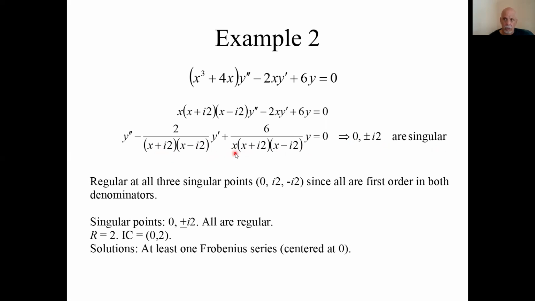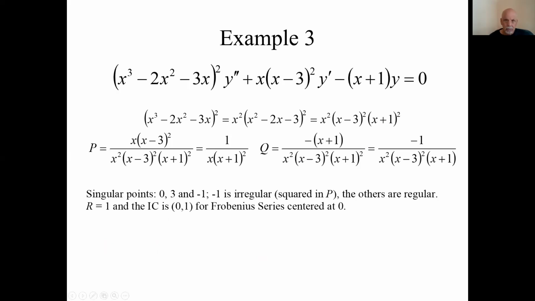But in this case, 0 is a regular singular point. We're guaranteed at least one Frobenius series solution centered at 0. Radius of convergence is, here's the closest singular point to 0. It's at a distance of 2 from 0 in the complex plane. So the radius of convergence is 2, the IC is from 0 to 2.